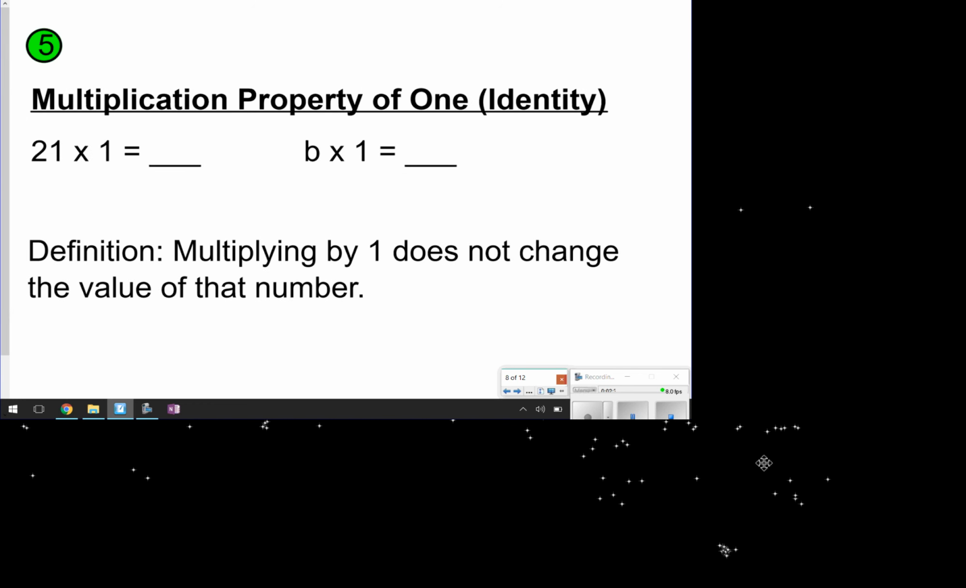Number 5 is the multiplication property of 1. This is the identity property as well. Anytime you multiply something by 1, it will not change the value of that number. So 21 times 1 would be 21. B times 1 will just be B. Go ahead and pause to write down the title, examples, and definition. Click play when you're ready to move on.